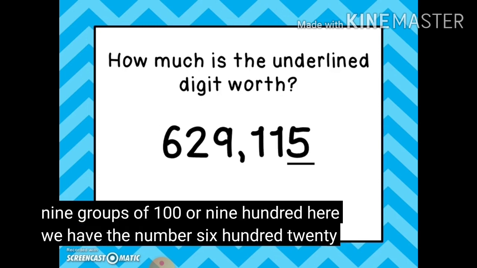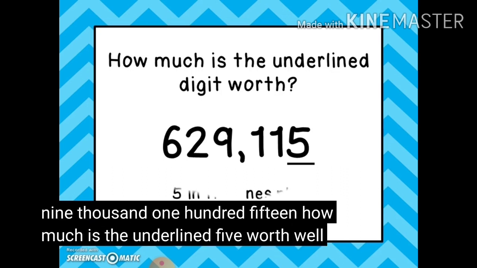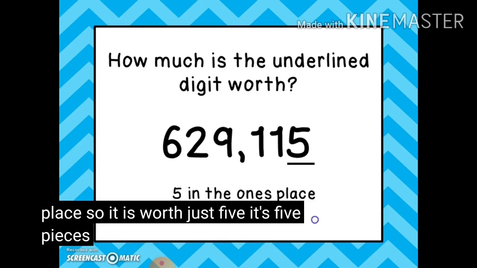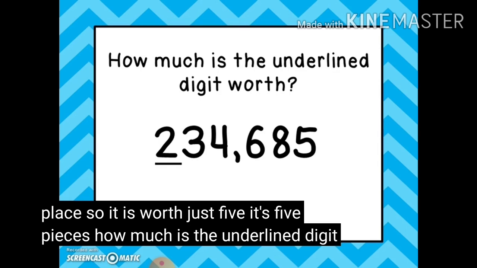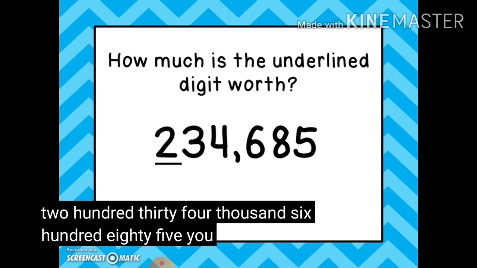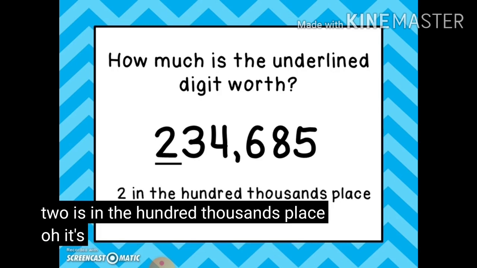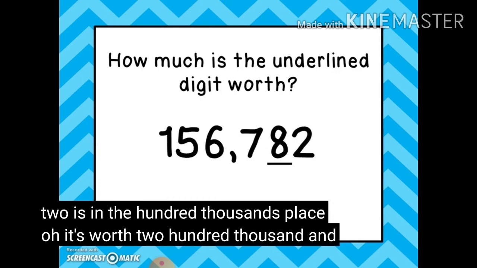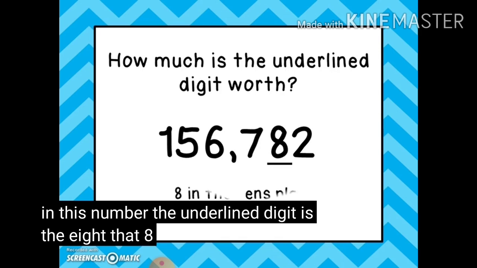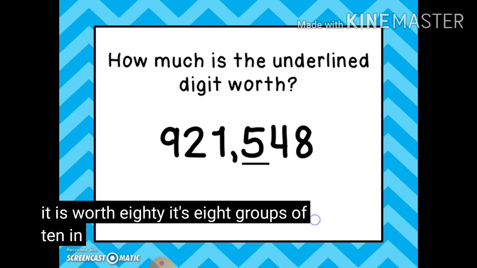Here we have the number 629,115. How much is the underlined 5 worth? Well, that 5 happens to be in the ones place, so it is worth just 5. It's 5 pieces. How much is the underlined digit worth in this number? We have the number 234,685. You can see that the 2 is in the 100,000s place, or it's worth 200,000. And in this number, the underlined digit is the 8. That 8 is in the tens place, so it is worth 80. It's 8 groups of 10.